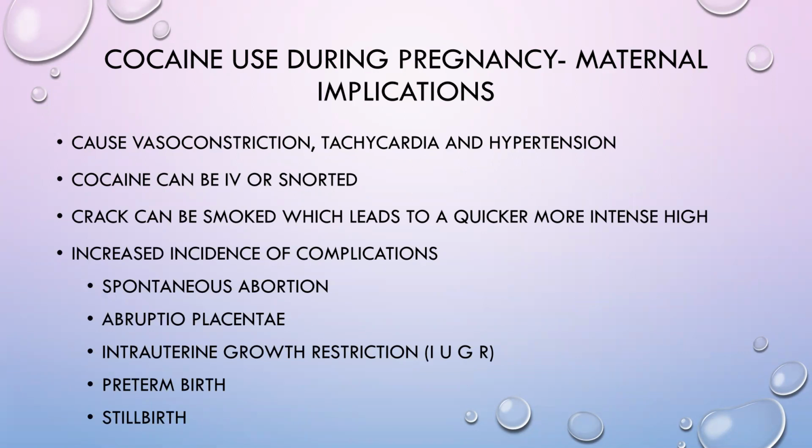Cocaine use. Remember, cocaine is a stimulant and causes vasoconstriction, which increases blood pressure and heart rate. This results in increased issues with the baby as well, and decreased oxygenation. The complications include spontaneous abortion, abruptio placentae, intrauterine growth restriction due to the vasoconstriction, and preterm births and stillbirths.